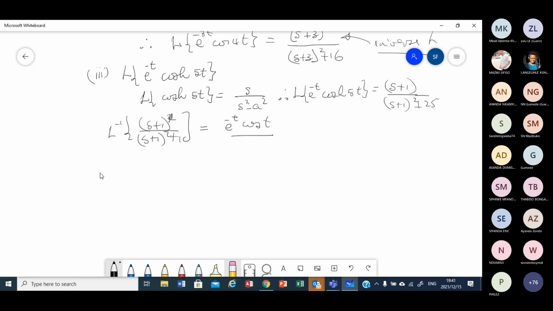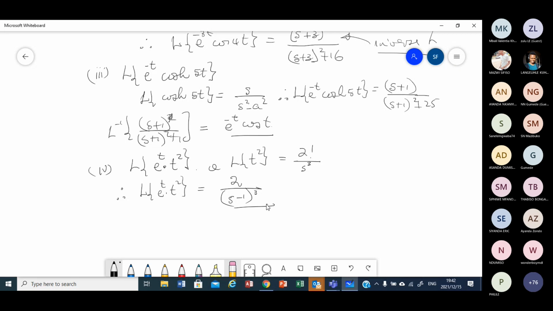And then number 4. Laplace of e to the power t times t squared. What is it that we know? We know that the Laplace of t squared is 2 factorial over s to the power n plus 1, that would be s cubed. Therefore, the role played by e to the power t will be 2 factorial, that is 2 over s shifted, it's s minus 1, cubed. So what you have seen here is the shifting property.